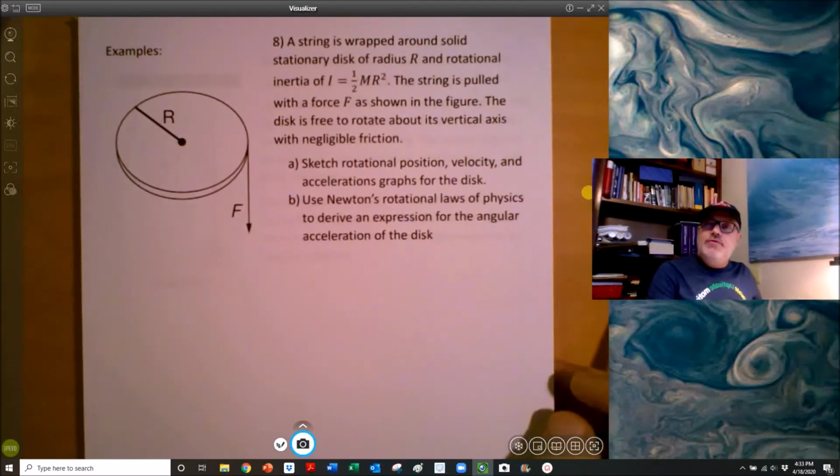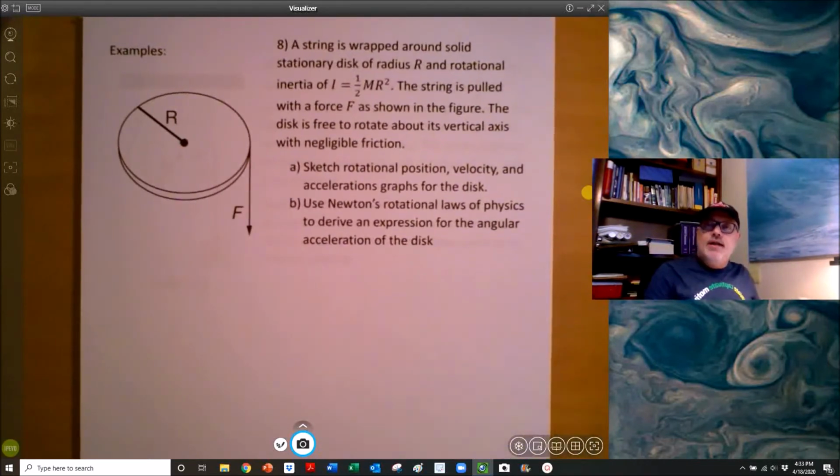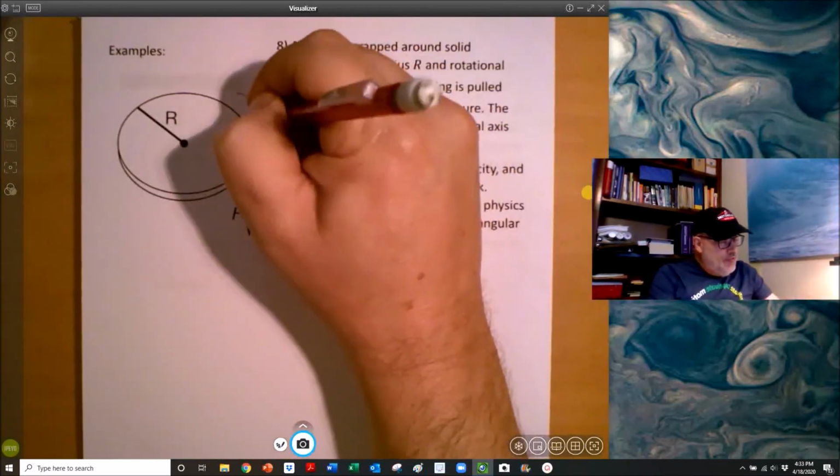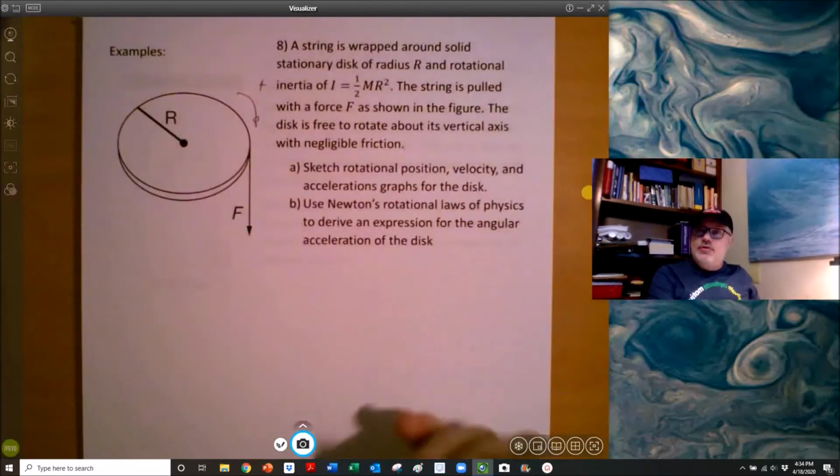Question 8 says we have a string that is wrapped around a solid stationary disk with a radius r and a rotational inertia of 1/2 mr squared. The string is pulled with a force as shown in the figure. Let's assume the force is constant since it doesn't tell us. The disk is free to rotate about its vertical axis with negligible friction. So you've got a disk with a string that's going to pull it and it's going to start speeding up. Okay? Now, I'm going to assume that this direction is positive since they don't tell us.